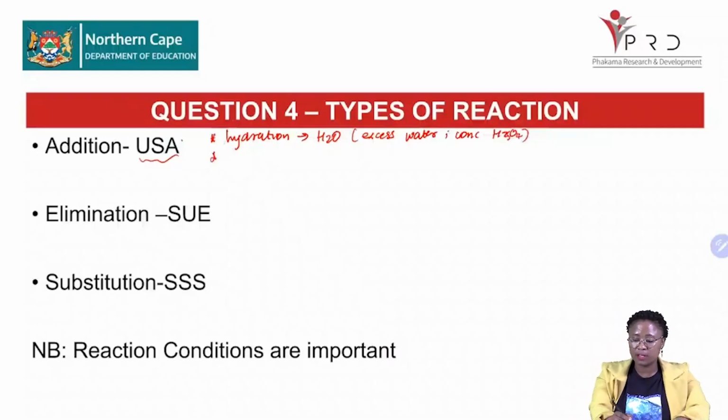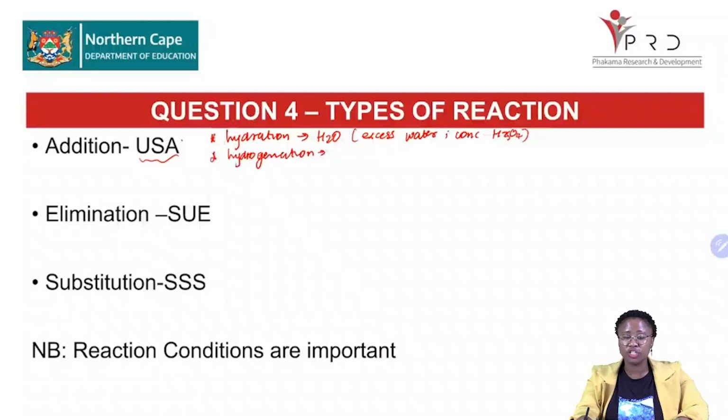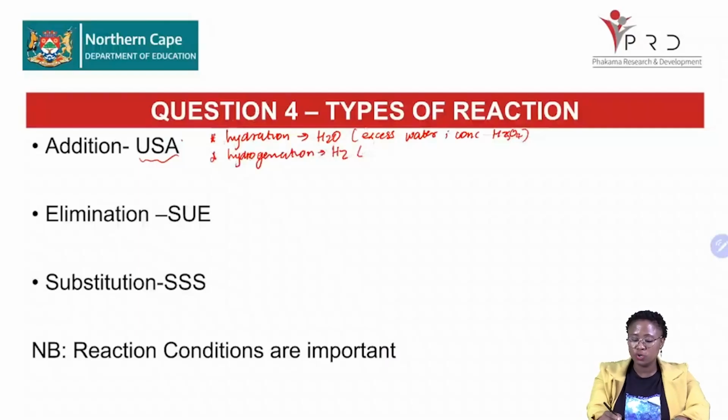Then let's look at another one, which is hydrogenation. Remember, we've spoken about that as another type of addition reaction. This one speaks for itself: in hydrogenation, we are adding hydrogen. Since we are adding hydrogen, what are the reaction conditions? The reaction must have a catalyst, and that catalyst can be Pt, Pd, or Ni. I hope this can help you.